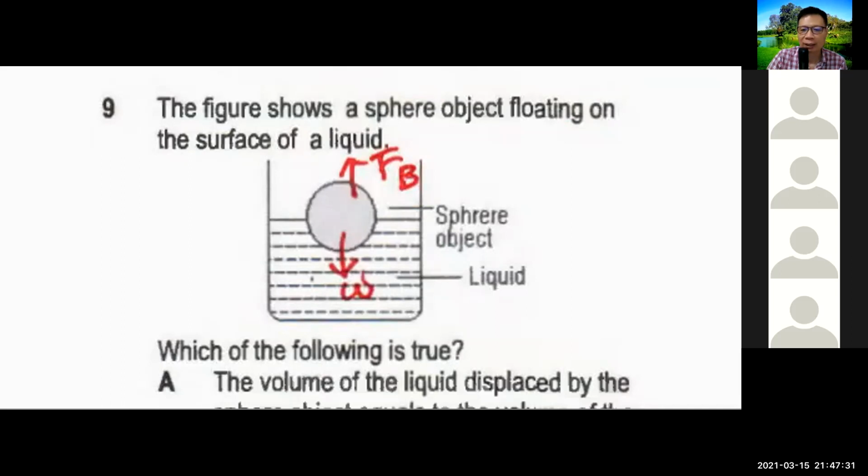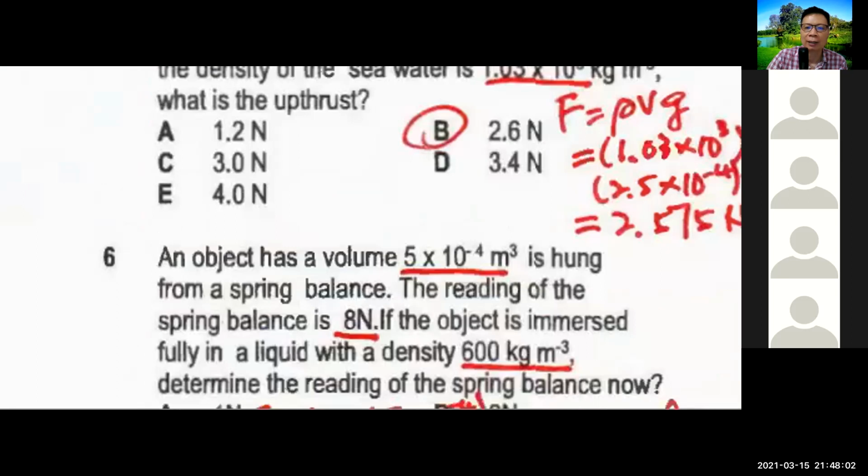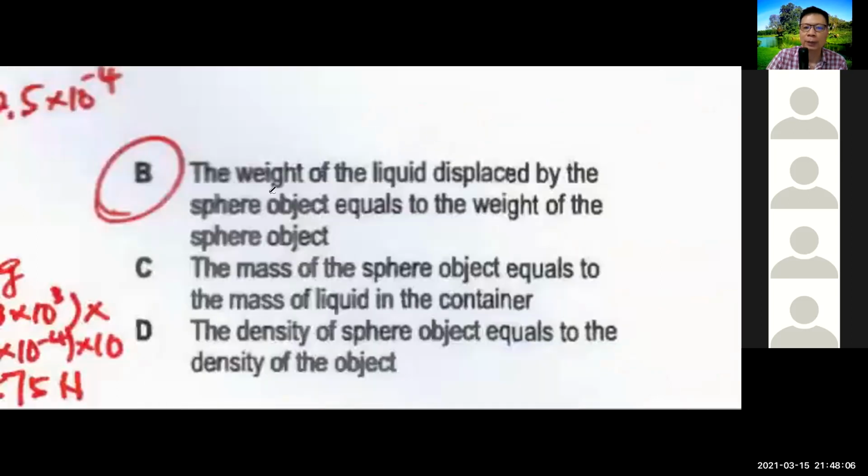Kevin Lim, please give an answer for number 9. Kalai, which one is your answer? Justin said B. Yes, correct. The answer is B. The last one already. The weight of the liquid displaced by the sphere equals the weight of the sphere. So, that is the correct answer.